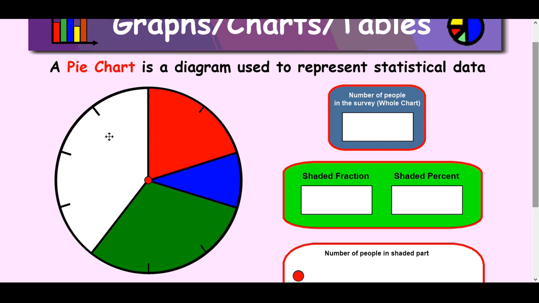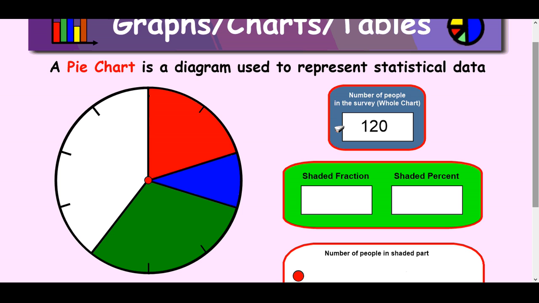Now, it doesn't really matter what this pie chart is about. It could be about anything at all. I'm just going to show you how to work out, say, for example, how many people in the red bit, how many people in the blue bit, how many people in the green bit, and how many people in the white bit. So the first thing I need to know, and you always need to know, is how many people are in the whole pie chart, the whole survey. So the number of people in the survey, I'm going to make it 120. Nice number to work with.